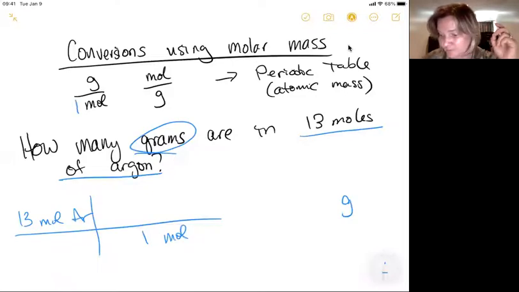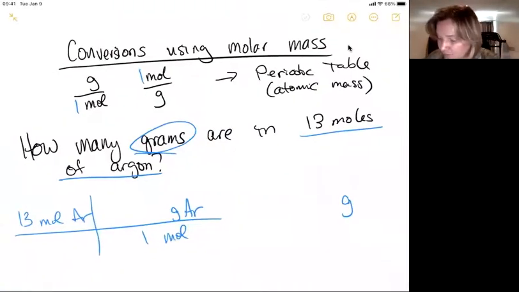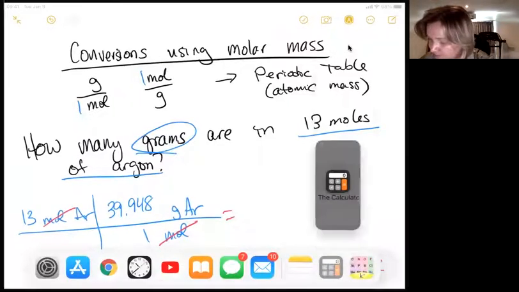Avogadro's number and molar mass are always per 1 mole. So I put 1 mole at the bottom so that I'm able to cancel the moles on the top with the moles on the bottom. And then I have grams of argon on the top. And now I go back to my periodic table and I go to 39.948. So I put in 39.948. I'm going to cancel my moles, and then I'm going to get out my calculator.